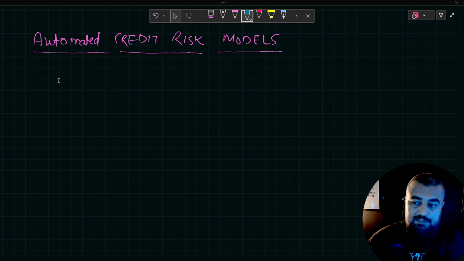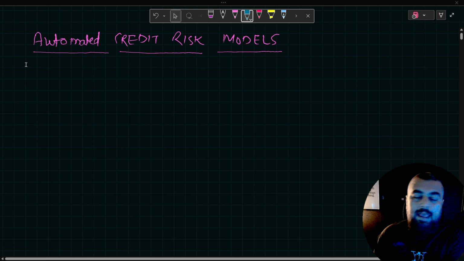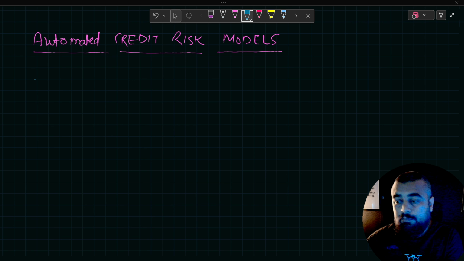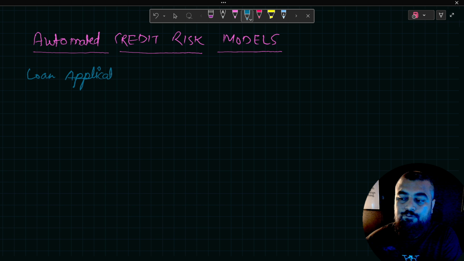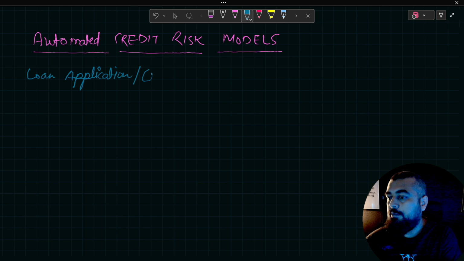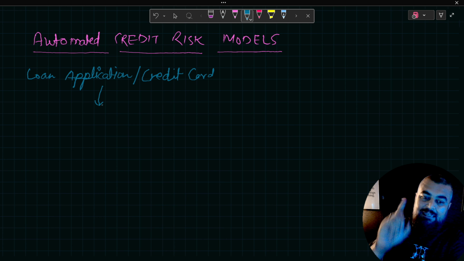So the first thing is, when you go to the bank there is always a process, and in that process multiple steps are involved. Step number one is when you get involved with the bank, you fill the form and give your loan application. That is step number one, right? You fill the form, you go to the bank, you give your details either for a loan or a credit card, because the steps are the same. This is your initial step.